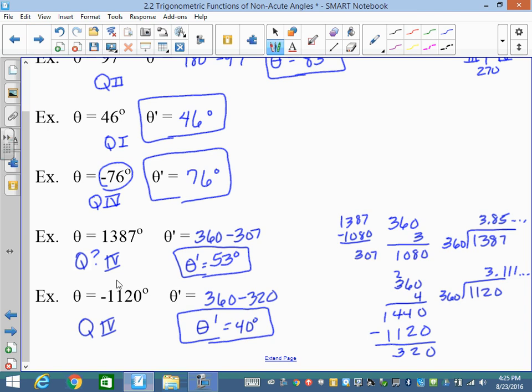Okay, so this is a reference angle. Let's recap it a little bit. Reference angles are always, always, always in quadrant 1. Do not confuse these with coterminal angles, where you just add 360. We're always trying to get back to quadrant 1 on these.